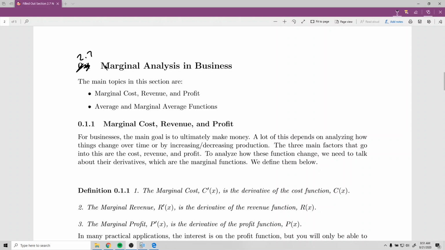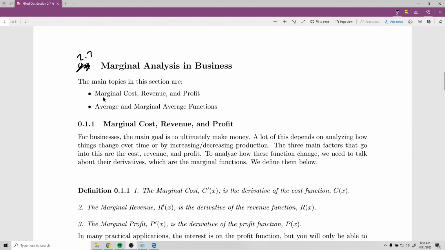This video will be on section 2.7, marginal analysis in business. It sounds kind of scary, but what we'll really see in this section is that marginal means do the derivative. And the first little section is talking about marginal cost, revenue, and profit.